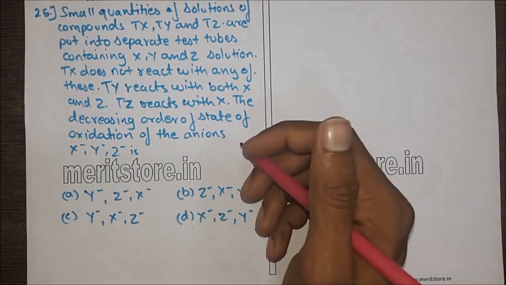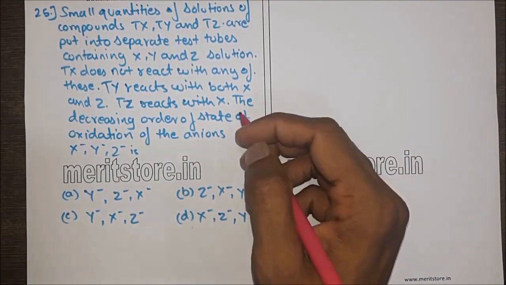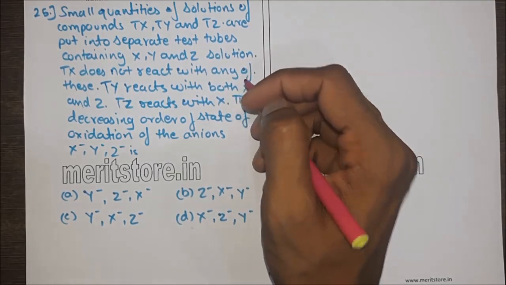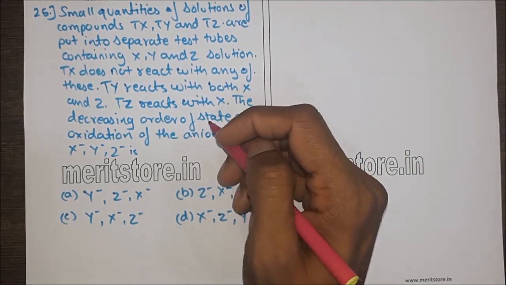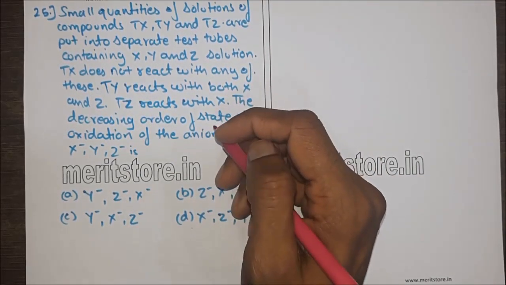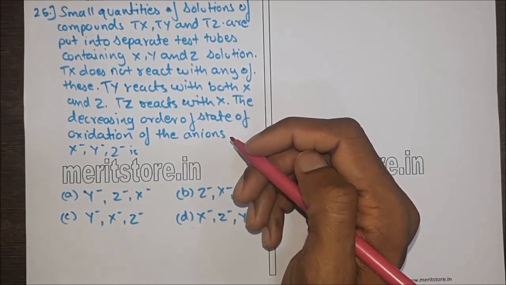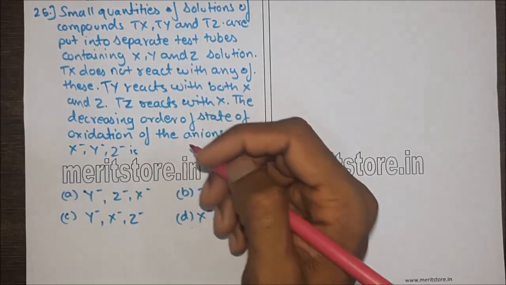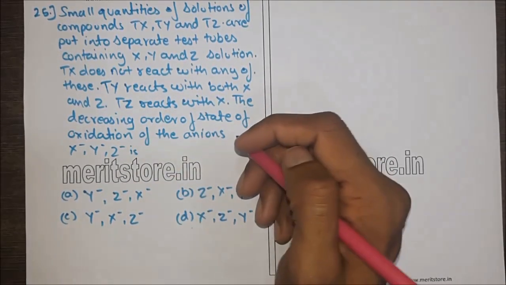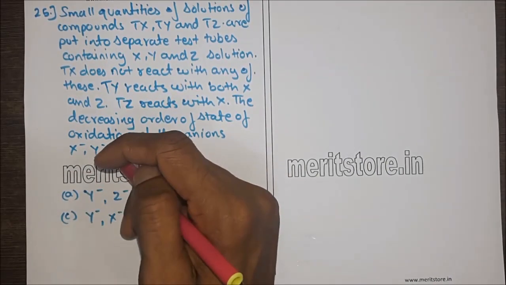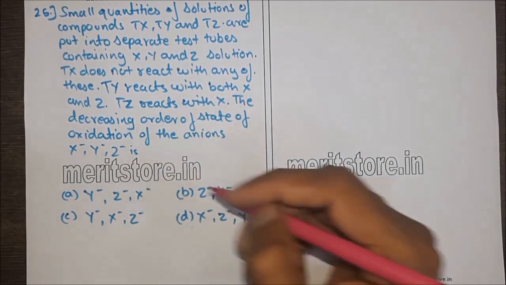Question 25. Small quantities of solutions of compounds Tx, Ty and Tz are put into separate test tubes containing X, Y, Z solution. Tx does not react with any of these. Ty reacts with both X and Z. Tz reacts with X. The decreasing order of the oxidizing tendency of the anions X, Y, Z is, we give 4 options.